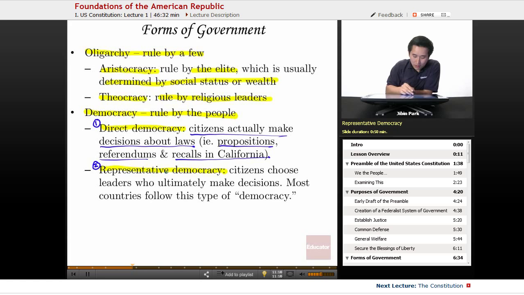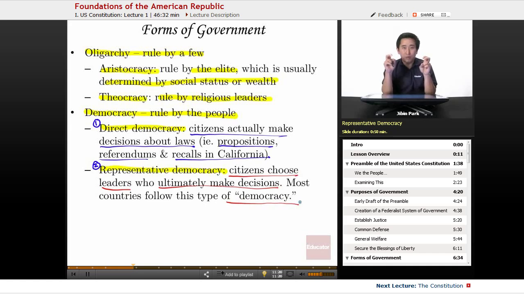What is representative democracy? It's where citizens choose leaders who ultimately make decisions. So most countries, including the U.S., follow this type of democracy. So representative democracy or republic. This is really how democracy is practiced in the 21st century for the most part.